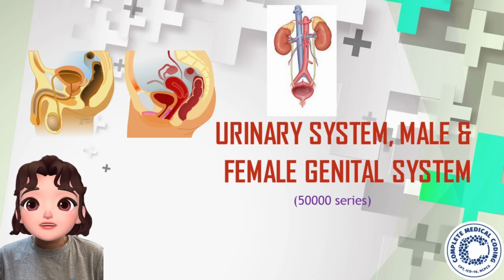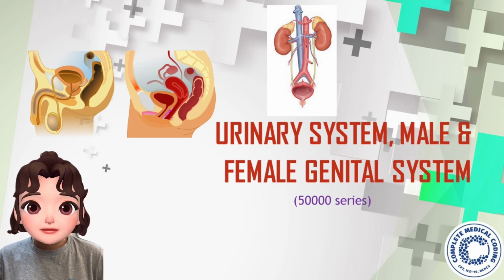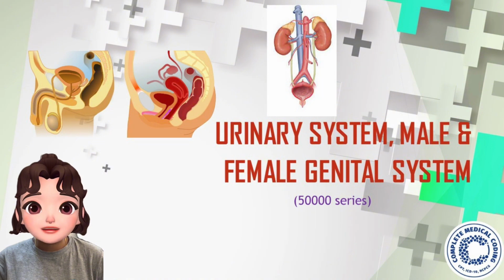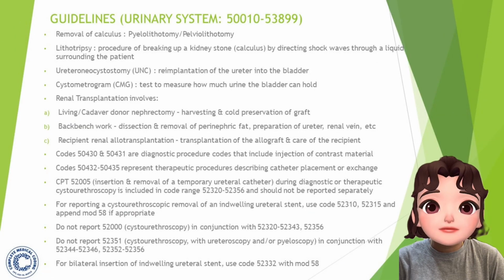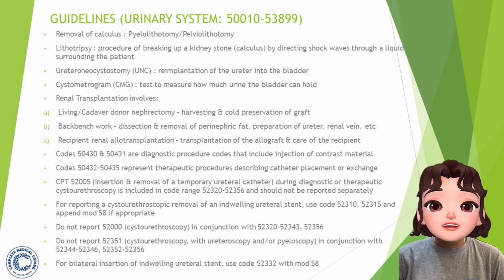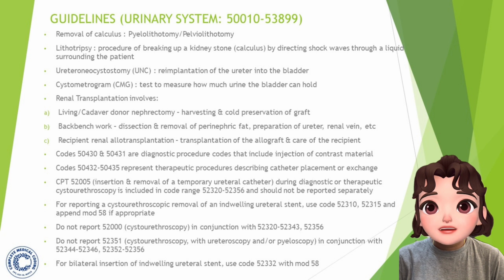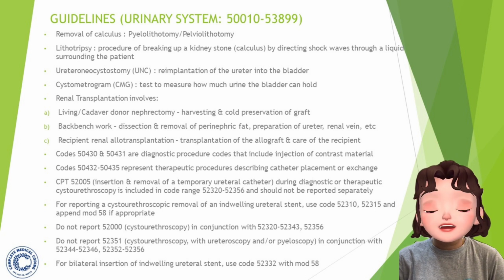Today let's move on to the 50,000 series. It includes urinary system, male and female genital system. Let's have a look into it. First, let's look into the guidelines of urinary system. The urinary system code range is from 50010 to 53899.